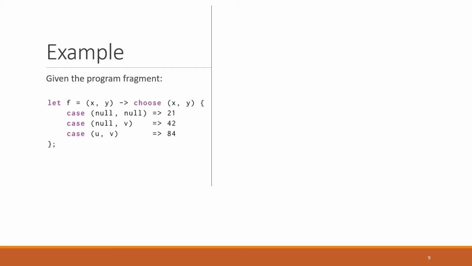Okay, so to build some intuition, let's look at a small example. So here I have a program fragment that defines a function f. And f essentially does a pattern match on x and y. And then usually there would be 4 cases, but here we only consider 3 cases. So we consider when we have null and null, when we have null and a non-null value v, and when we have a non-null value u and a non-null value v. In other words, there's one case missing, which is if we had, say, a non-null u, comma, a null value. So we ask ourselves, what should the type of f be?